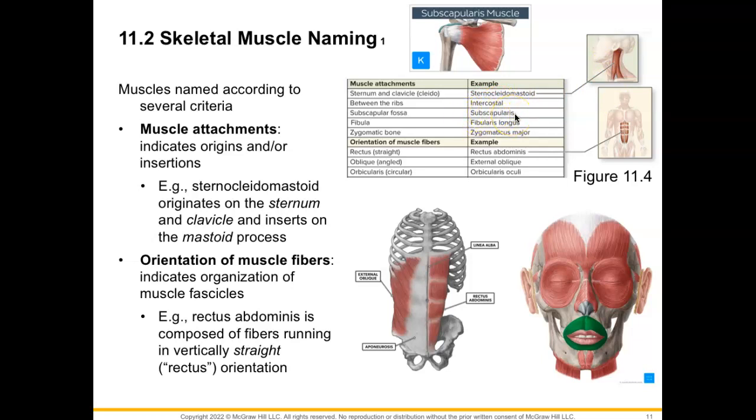subscapularis, which is referring to the subscapular fossa, fibularis longus, which is telling us this muscle is attaching onto the fibula, and then zygomaticus major, which lets us know we have attachment on the zygomatic bone.